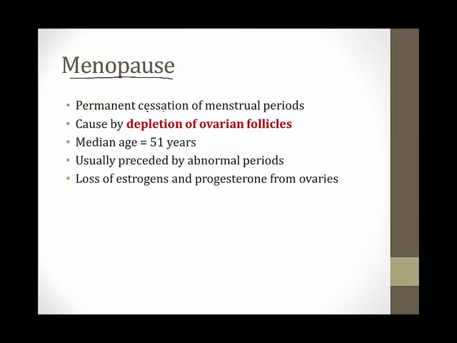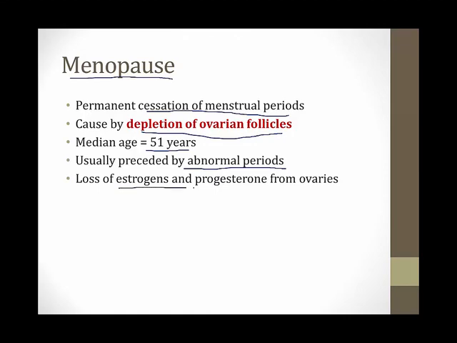Another cause of amenorrhea is menopause. This is the permanent cessation of menstrual periods caused by depletion of ovarian follicles. Women are born with a certain number of ovarian follicles, and eventually they run out, and this is when menopause occurs. The median age of onset is 51 years. It is usually preceded by several years of abnormal periods.